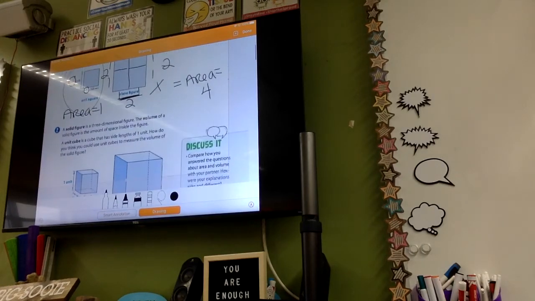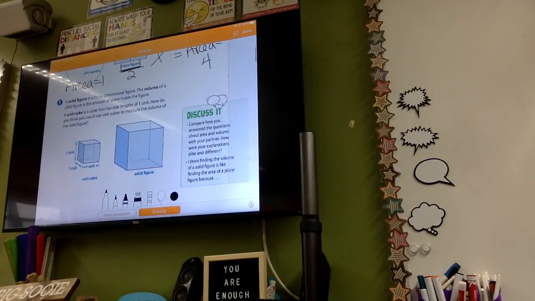So now let's talk about volume. Let's look down at number 2. A solid figure is a 3-dimensional figure. The volume of the solid figure is the amount of space inside the figure. I want you to underline inside the figure. So it's not just the perimeter. It's not just the area. It's everything inside. All of the space that is inside of that figure. That is volume. So if you see a cube, everything on the inside of that cube is your volume. Okay? We good so far?